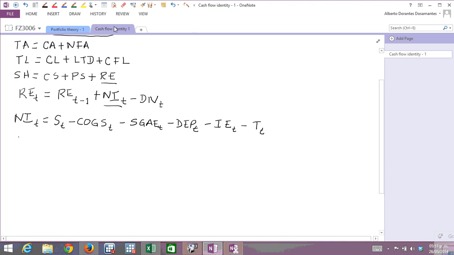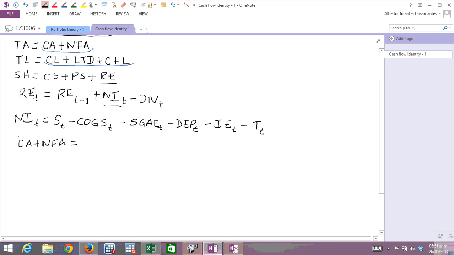Then total asset is equal to current asset plus net fixed asset. This is total asset. It is going to be equal to total liability. What is total liability? Is this okay? I'm going to put it in another color. And total liability is this. And total asset is this. Okay. Then I'm going to come back to the same color.